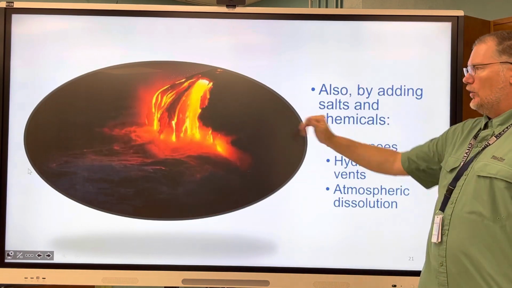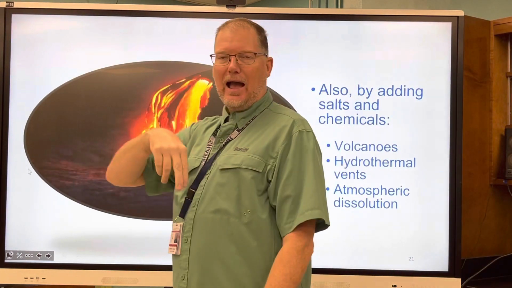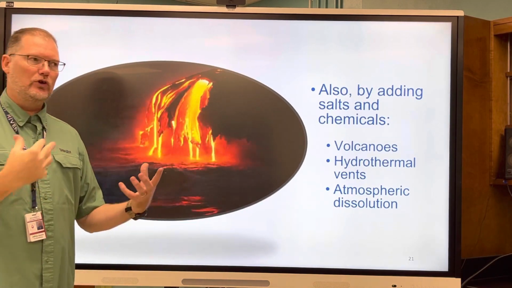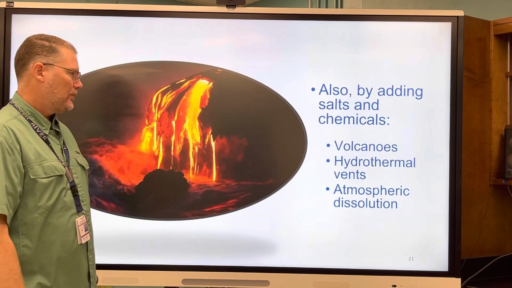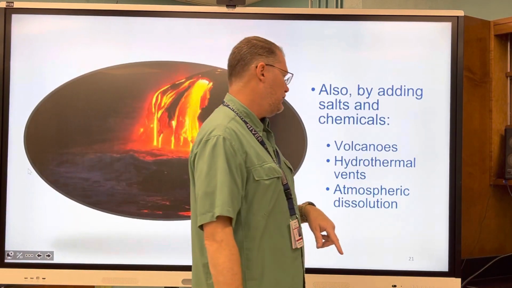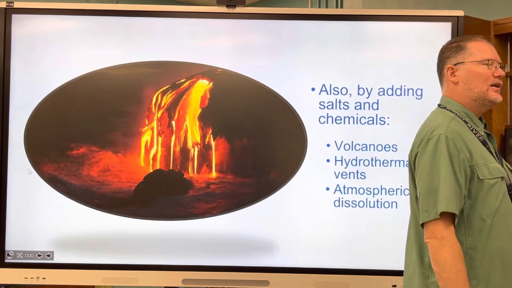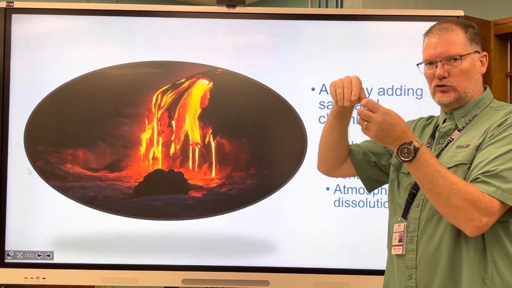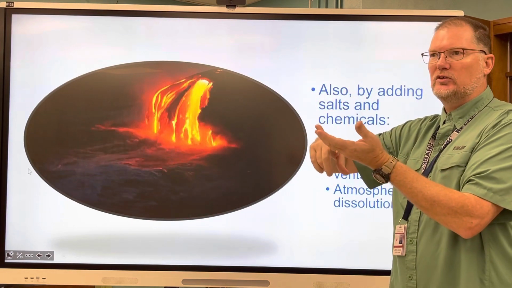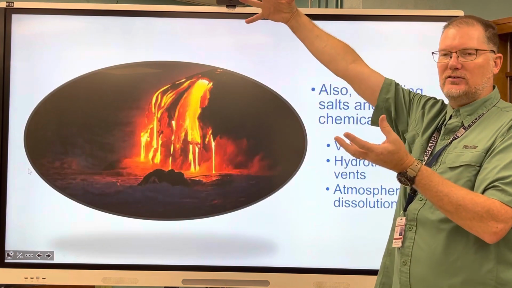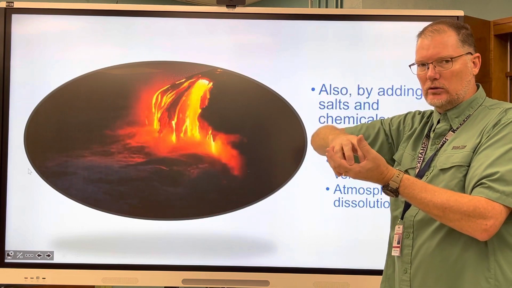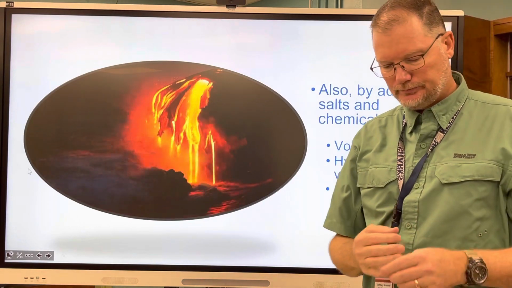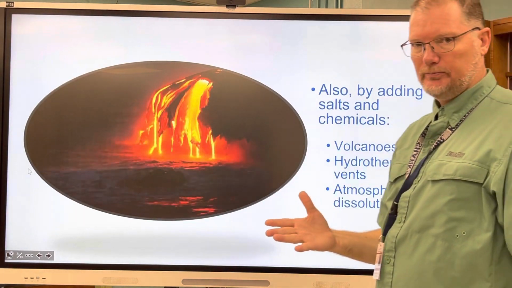So volcanoes, volcanism, will add chemicals that will dissolve into the ocean, making it saltier. Hydrothermal vents, we'll talk about those in the future. And then atmospheric dissolution. That's at the surface of the water, being stirred up by the wind and stuff, which is mixing gases into the water, okay? Making it less pure.